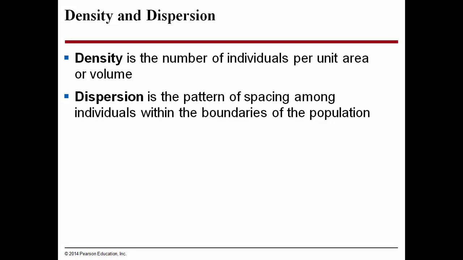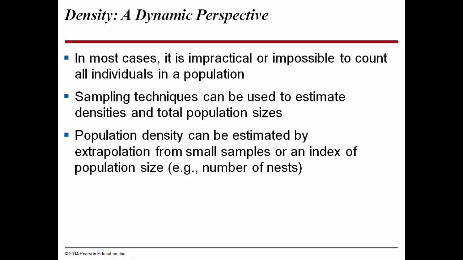Density is the number of individuals per unit area or volume, and dispersion is the pattern of spacing among individuals within boundaries of the population. So dispersion can vary over topographical features and depending on the species. In most cases, it's impractical or impossible to count all individuals in a population, so sampling techniques can be used to estimate densities and total population sizes. Population density can be estimated by extrapolation from small samples or an index of a population.